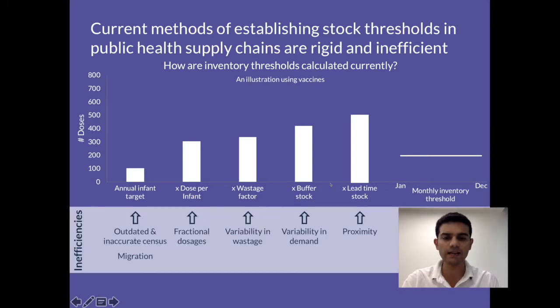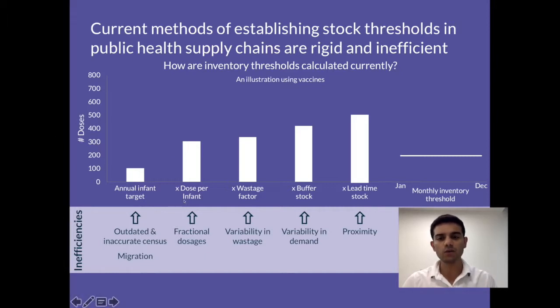But in reality, what we see is that there are several inefficiencies in this way of doing things. Firstly, the census data is outdated. We see the census happens at best, let's say, once in 10 years. And so this base number itself is not accurate. On top of that, there is migration. There is inward and outward migration. People are constantly moving. So it's not required that an infant that is born in a particular area will always go to that particular health center for the immunization.